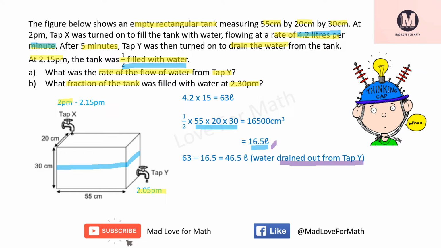So this tap Y, if we take an indication until 2:15 p.m., it means that it has been open for 10 minutes. So during these 10 minutes, 46.5 liters of water was drained out. So that means per minute, we will divide it by 10 and we'll get 4.65 liters of water. So this is the rate of flow of water from tap Y, which answers our part A.